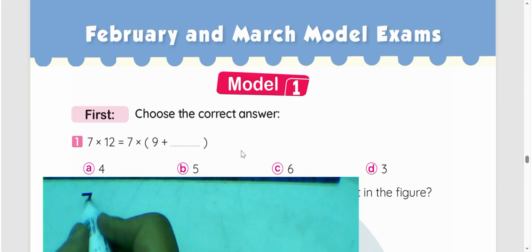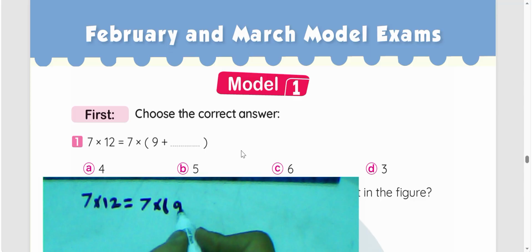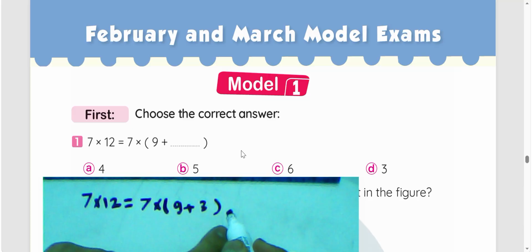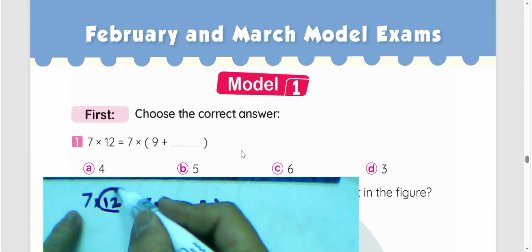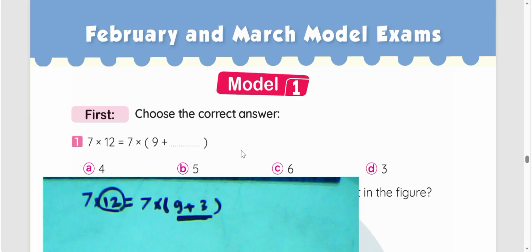Look at here, 7 product by 12 is 7 product by 9 plus what? We know 12 equals 9 plus 3. Write 3 here, okay? Listen, 7 was repeating. 12 is equivalent to 9 plus 3. Just after 9, 10, 11, 12. Then the answer will be letter D. Write 3 here in the space.